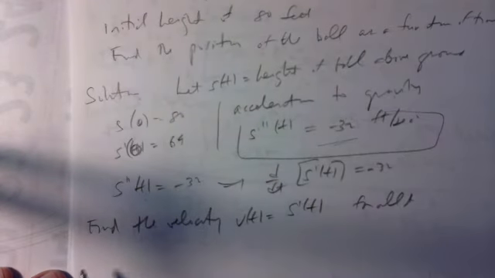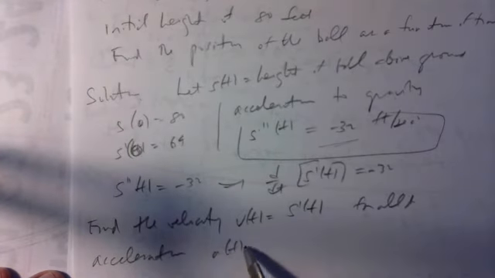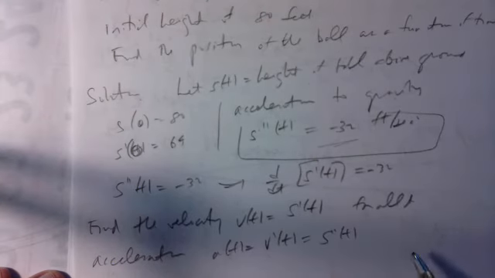So let's say the first thing we want to do is find the velocity v of t, which is s prime of t, find the velocity for all t. And what do we know? We know that the derivative of the velocity, acceleration a of t, which means the second derivative of the function, is equal to minus 32.